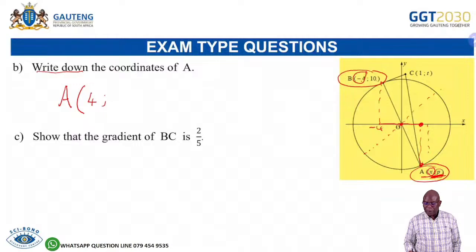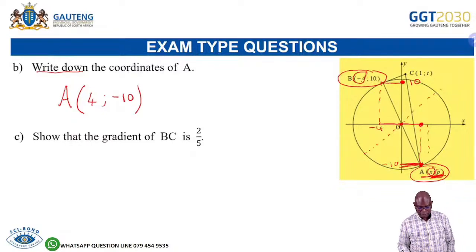But if I go to P, my P value is the y value in there. So this one is the y value there. So this point is 10. But that point down there cannot be 10. So it must be -10. So my point A will be 4 and -10.